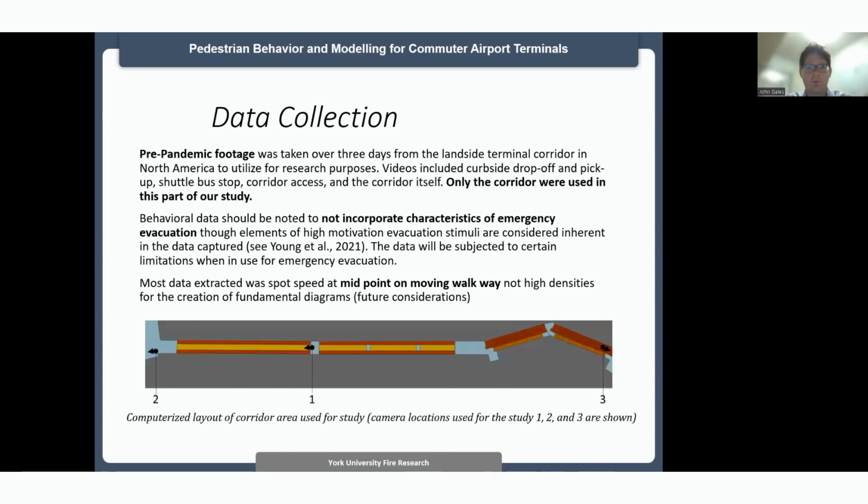So for the data collection process, footage was provided to us over 3 days on the land side of the terminal. That's before security. The videos that were provided to us are, again, part of a larger research program. It includes within the airport and exterior to the airport. And in this case, we're only talking about a specific corridor in relation to this airport today.